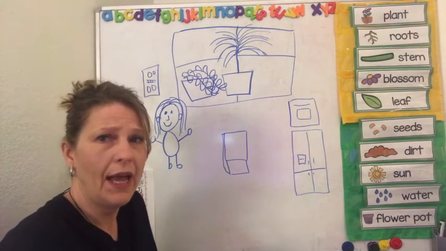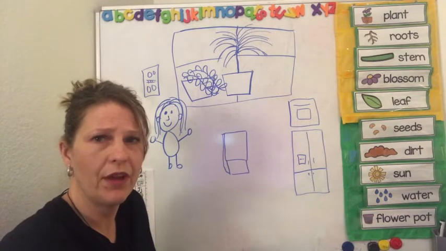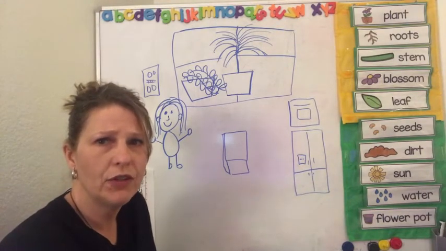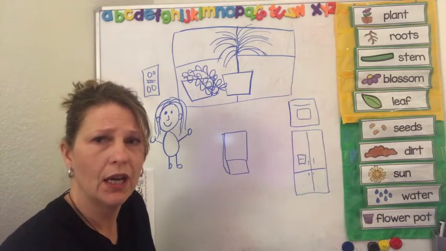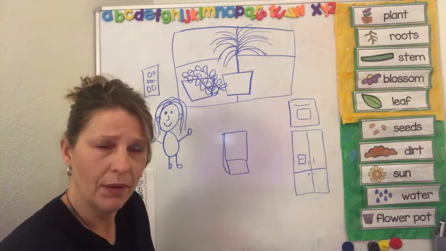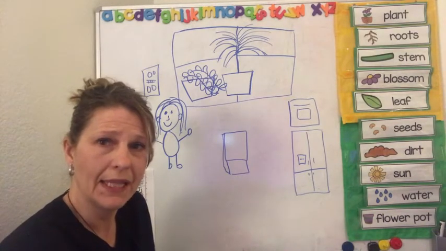So here I added my details. I'm in my kitchen, so I thought about what's in my kitchen. I have a refrigerator and a stove, an island to do some chopping and cooking on, and I have a stove that heats my food. So I thought about my details and I added them. And now I'm going to add some labels.